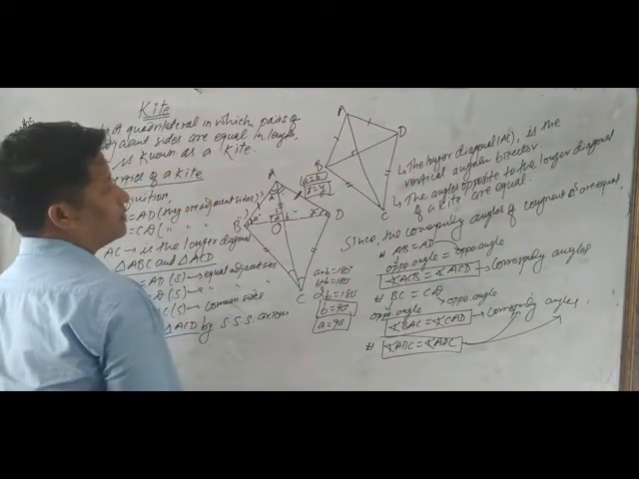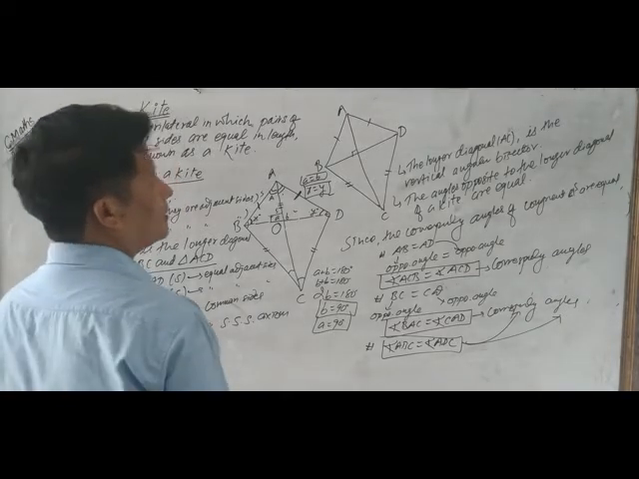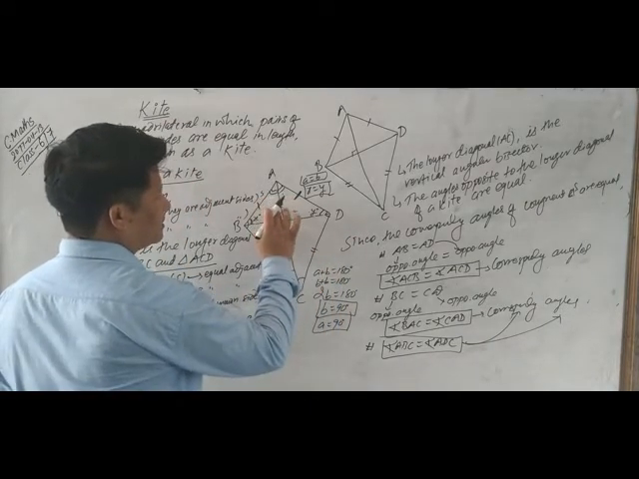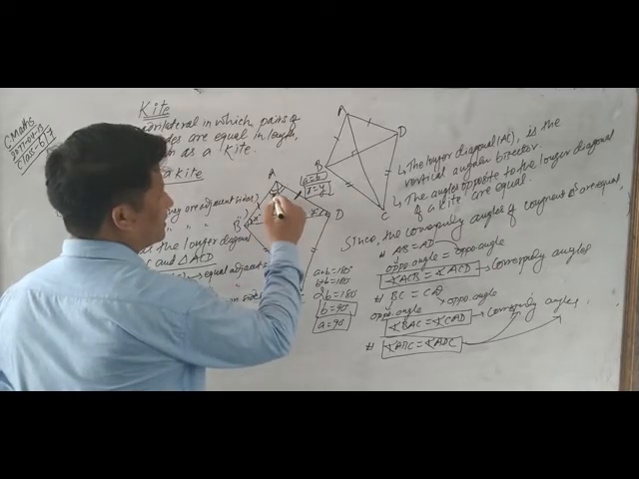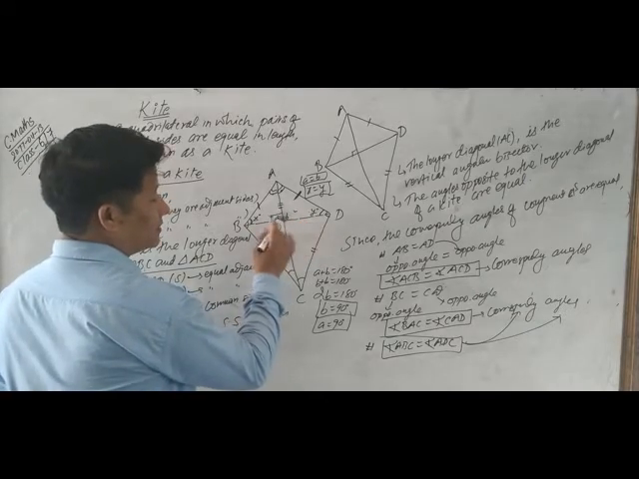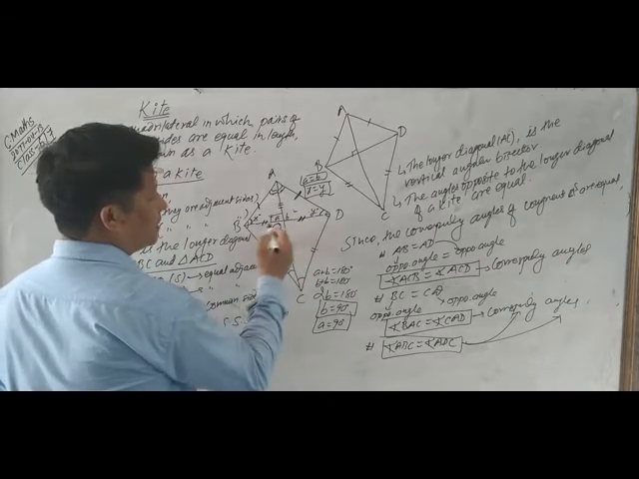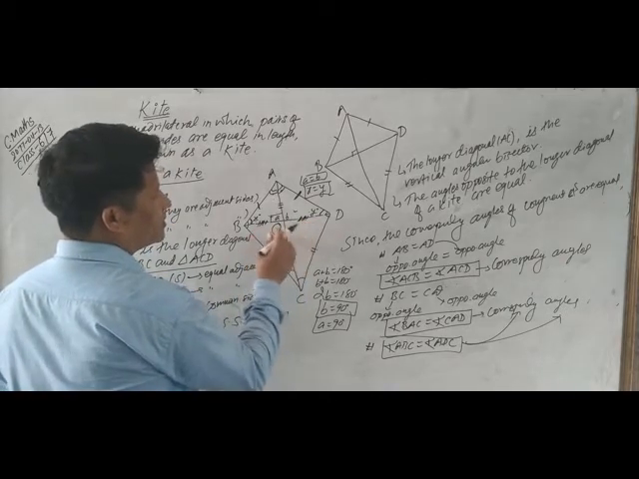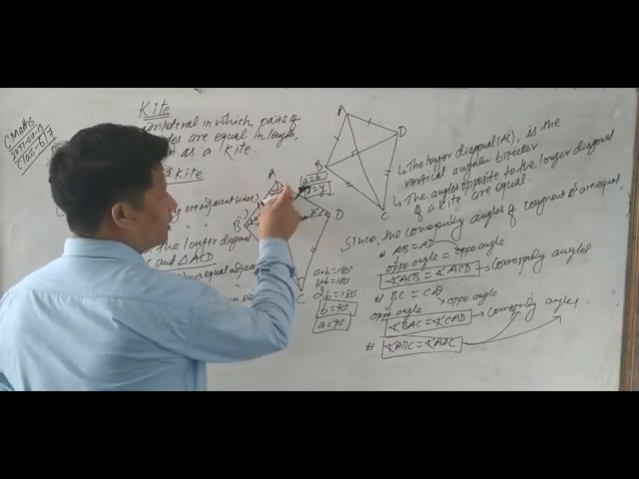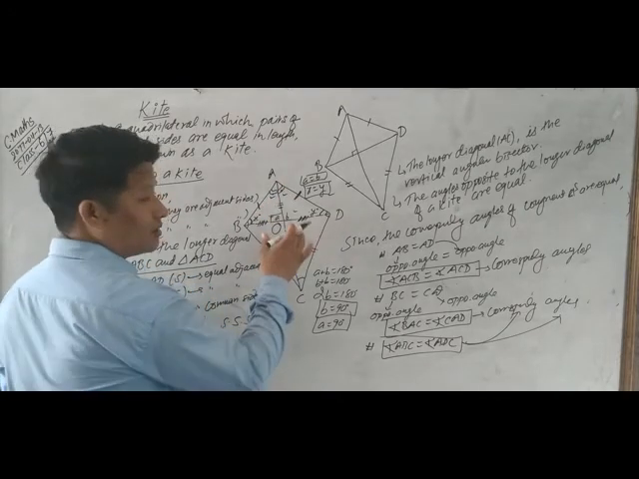Okay, now listen. Let's compare these two, and next, these two angles are equal. This angle and this angle are equal. That's why the sides opposite to the equal angles are equal. This side must be equal to this side, because these sides are opposite to the equal angles, because these two angles are equal.